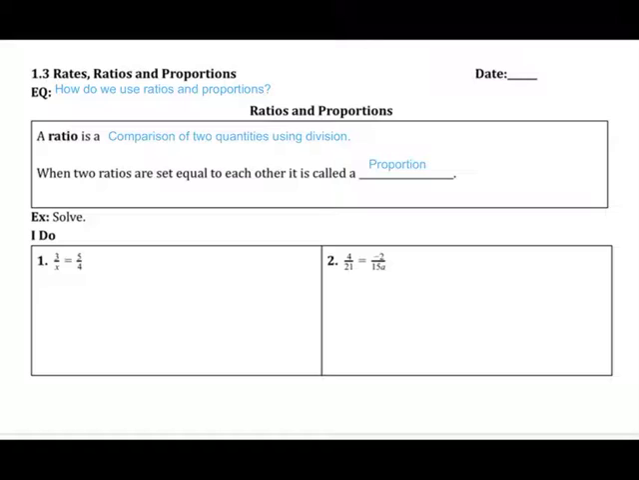So for problem number 1, we have 3 over x, that's one ratio, equals 5 over 4. That's our second ratio. The thing that makes these problems confusing for a lot of people, or maybe just scary looking, is the fact that we have fractions. We have one fraction equal to another fraction. And just like in 1.1, there's a really simple way for us to get rid of the fractions, to get rid of the scary part.